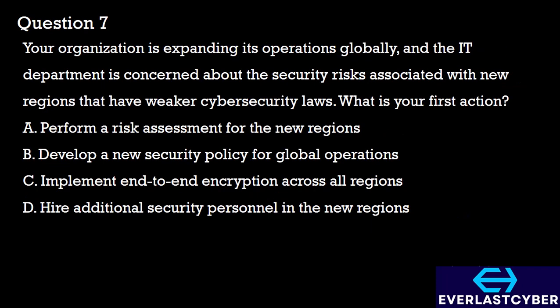Question 7. Your organization is expanding its operations globally, and the IT department is concerned about the security risks associated with new regions that have weaker cybersecurity laws. What is your first action? A. Perform a risk assessment for the new regions. B. Develop a new security policy for global operations. C. Implement end-to-end encryption across all regions. D. Hire additional security personnel in the new regions. For this, we'll be going with option A.